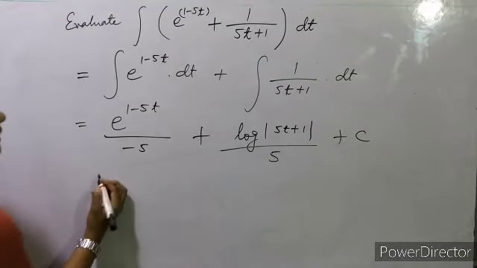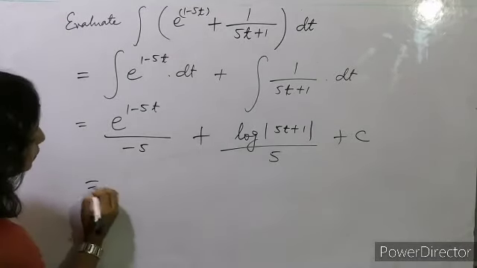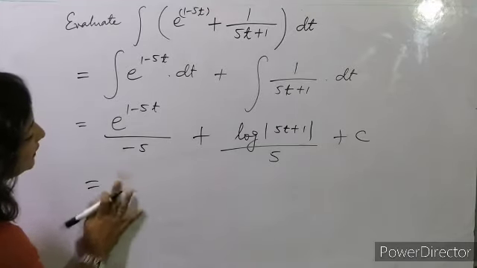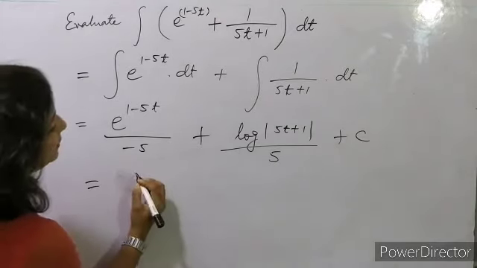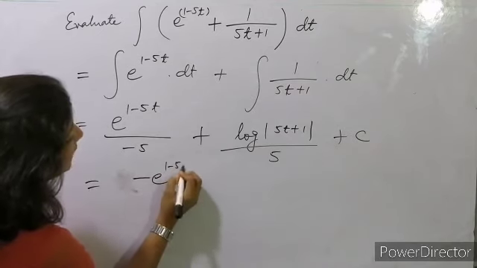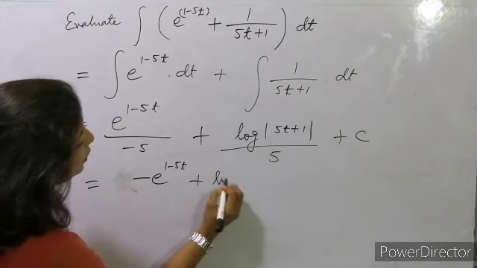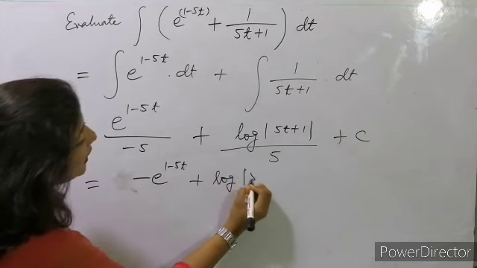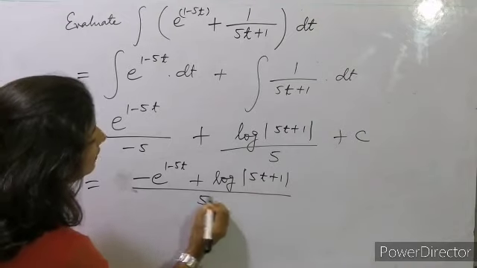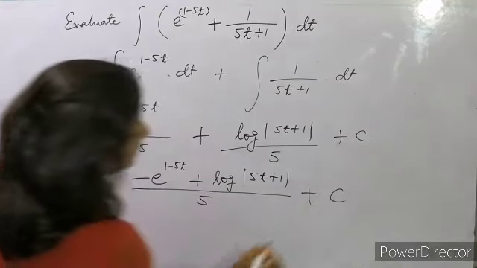So now 5 we can take common, minus goes to the top, so 1 upon 5 we can take common, or we can write like this: this one can be in minus, so minus e to the power 1 minus 5t plus log of 5t plus 1, divided by 5, plus c.